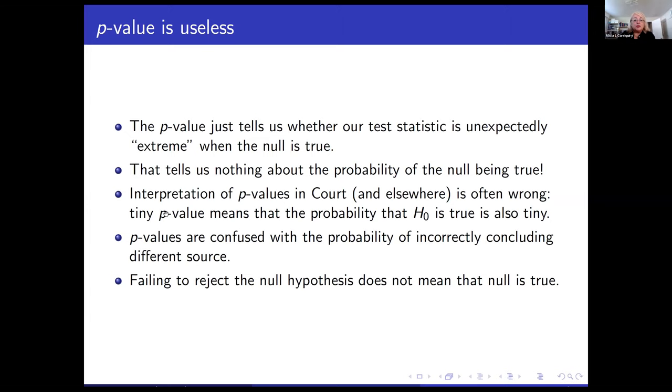The other issue is that interpretation of p-values in court, and this is not only in court, is often wrong. In court, two things are conflated. When you get a small p-value, the thought is that the probability that H naught is true is also tiny. And of course, we know that that's not correct. P-values are also often confused with the probability of incorrectly concluding different source. So p-values and type one errors are often taken to be one and the same, and that, of course, is a big issue. And failing to reject the null, of course, does not mean in any event that the null is true. It's simply that we couldn't find enough evidence to reject it.